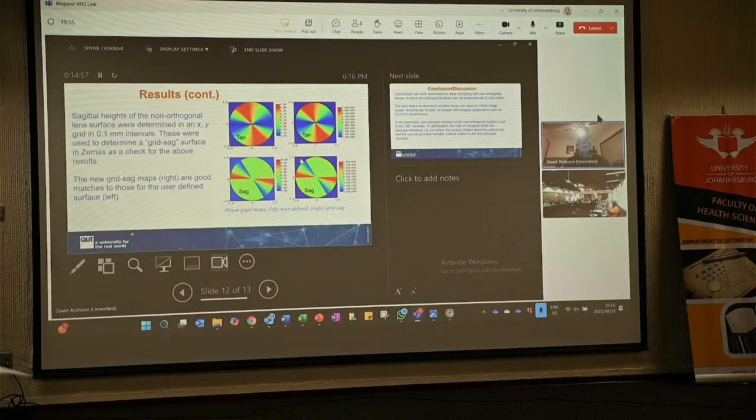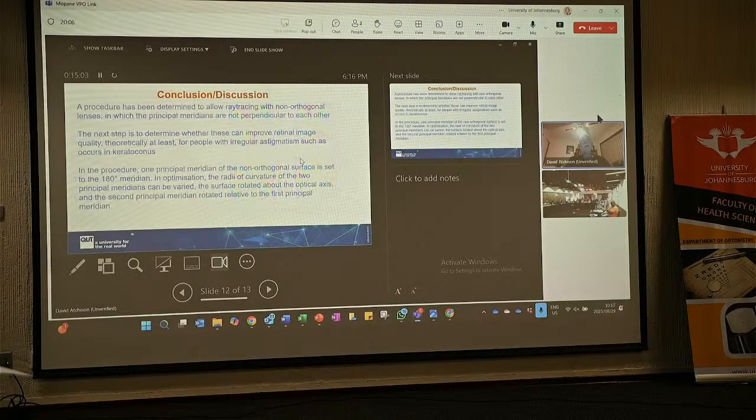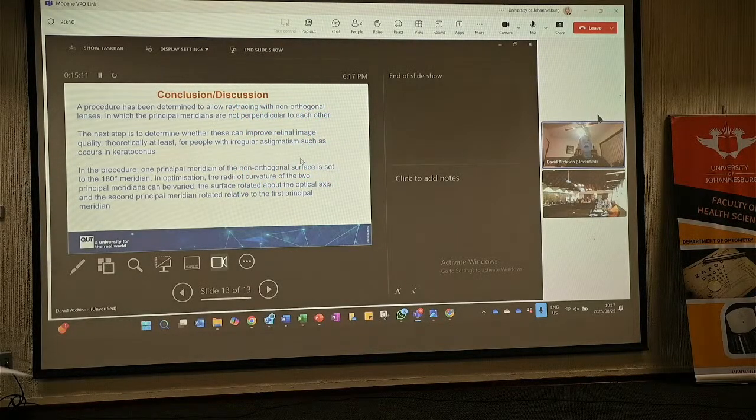That sort of is on the right side. Anyway, we can allow ray tracing with problem lenses, and even when the non-orthogonality means that the principal meridians aren't perpendicular to each other.